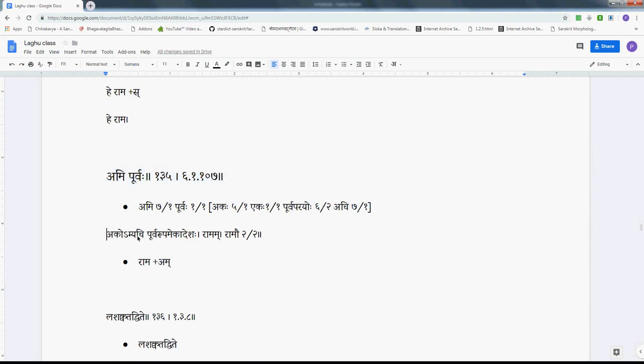Ami Purva, Akaha, Ami, Achi. So he says only Achi Pare, but that which is an Am. Ami, Achi Pare Eva, Akaha, Ami, Achi Pare, Purva Rupam Ekadeshasyat. What is Purva Rupam? So Rama plus Am. When you say Rama plus Am, what should happen here? By rules that we know, you will get Ramam. There should be Savarna Dirga, but there is no Savarna Dirga here, because this is an Apuada.